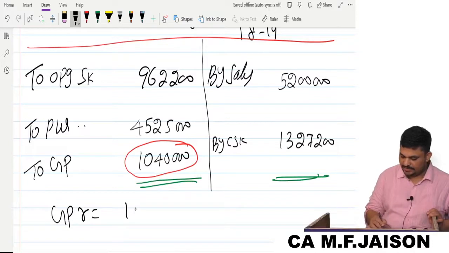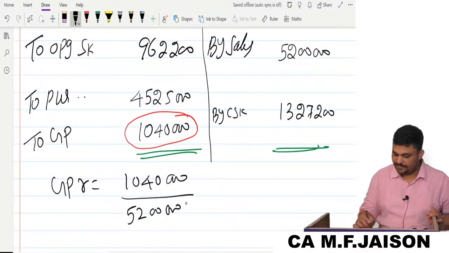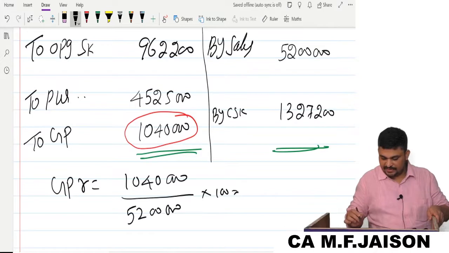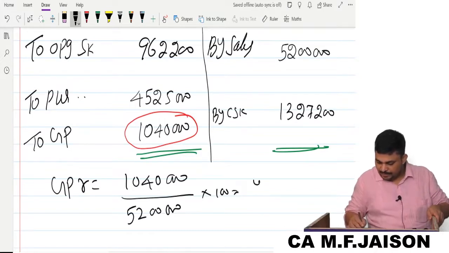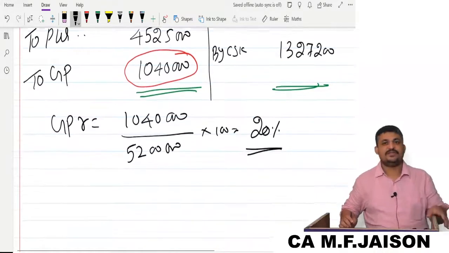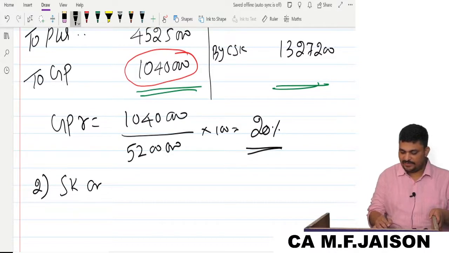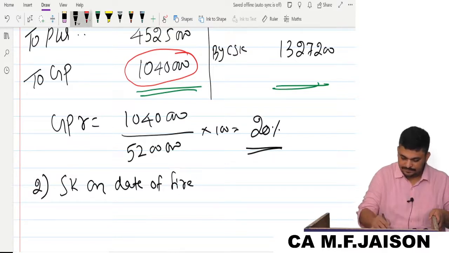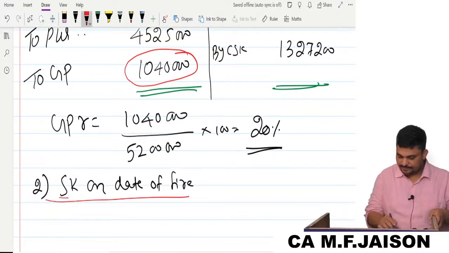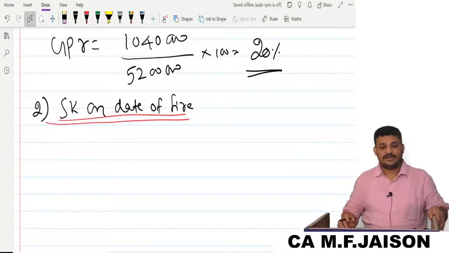So GPR is equal to 10 lakh 40,000 divided by 52 lakhs into 100, which is equal to 20 percentage. 20 percentage is the gross profit ratio. Then we proceed for finding stock on date of hire. So it is stock on date of hire.